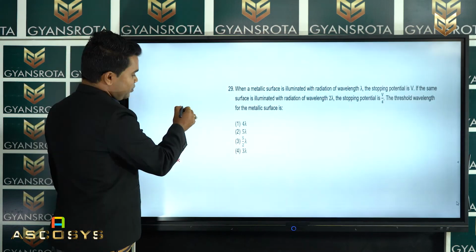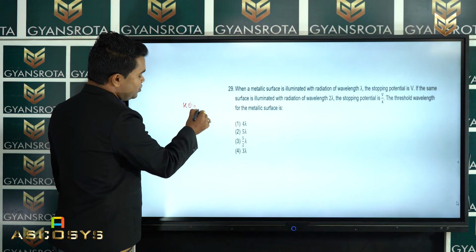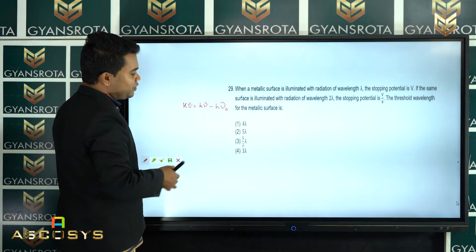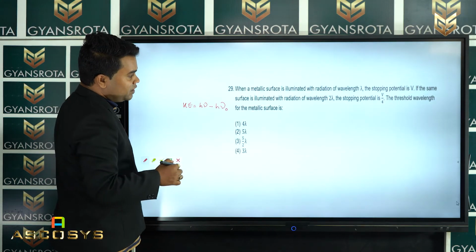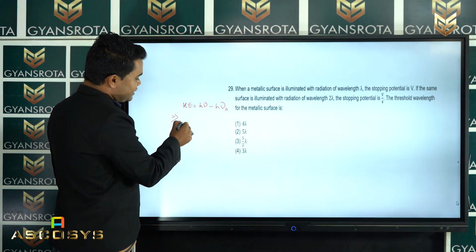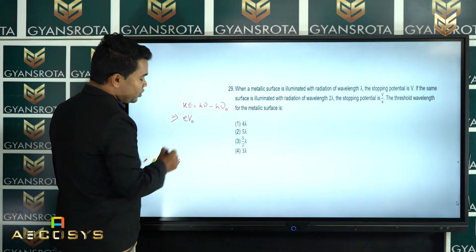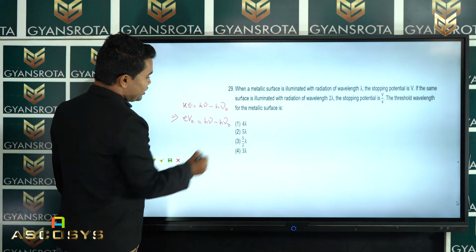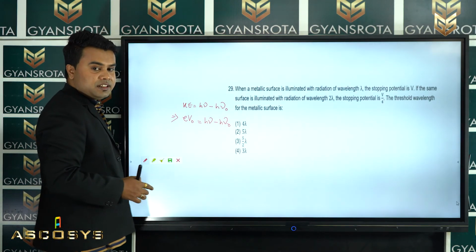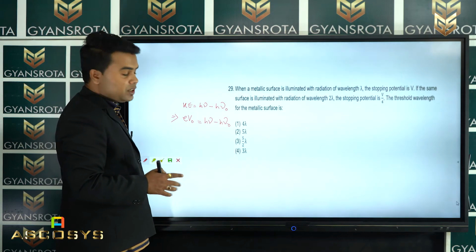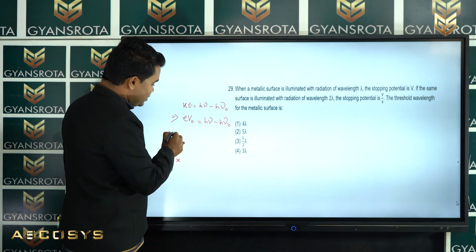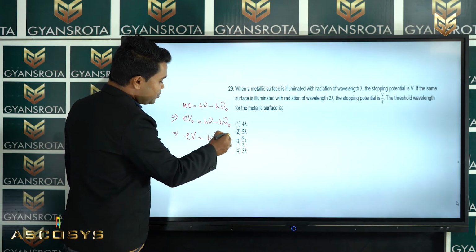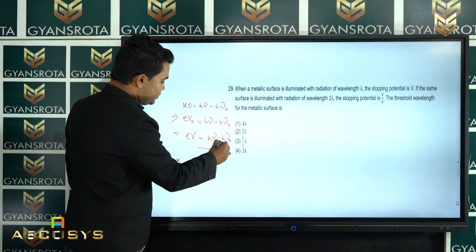So what was the equation? We know kinetic energy is equal to h nu minus h nu naught, where nu naught is the threshold frequency and nu is the frequency given. So we need to change kinetic energy. We can write kinetic energy as eV naught also, which is equal to h nu minus h nu naught. So see the cases. At first it is saying that the stopping potential is V for a particular metal surface. So this one will be eV, which will be equal to h nu minus h nu naught. Put it as equation number 1.